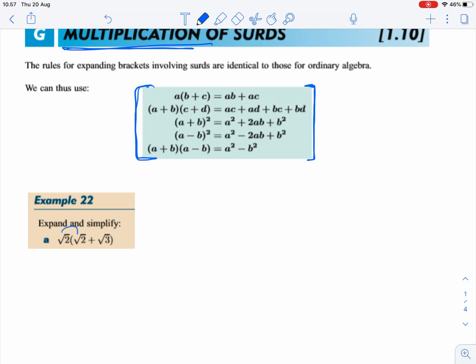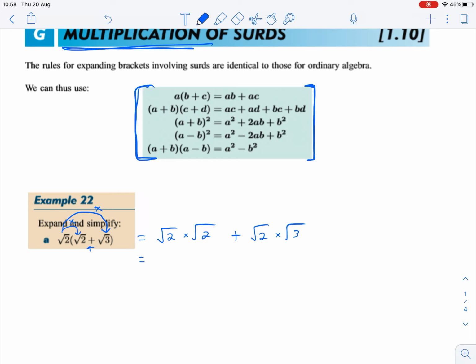Here you can see that I'm just going to distribute, multiply, whatever's on the outside of the parentheses to whatever's on the inside, so that this is equal to square root of 2 times square root of 2, plus, I'm getting that plus from right here, square root of 2 times square root of 3.